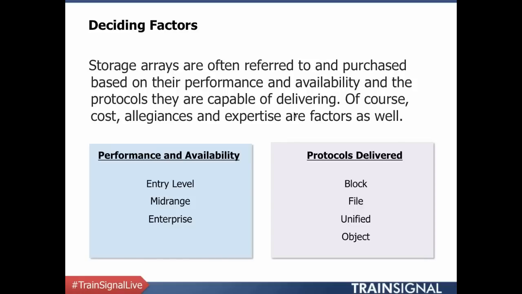So those are the two buckets for the deciding factors. There's probably more. I took the broadest deciding factors that I could and put them into two buckets. But certainly don't disregard the other three that I mentioned: cost, allegiances, and expertise, as factors as well.